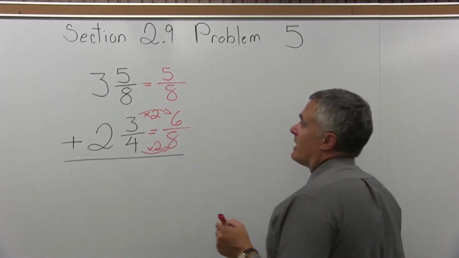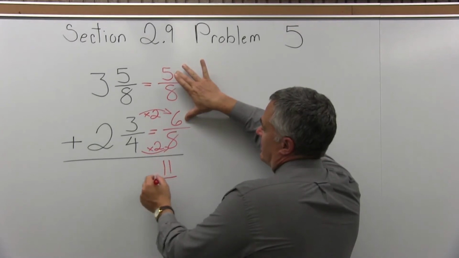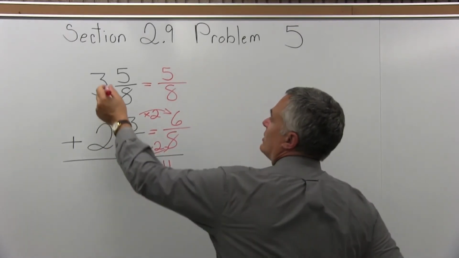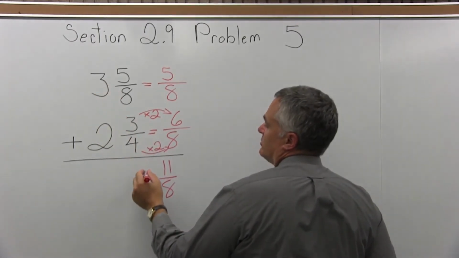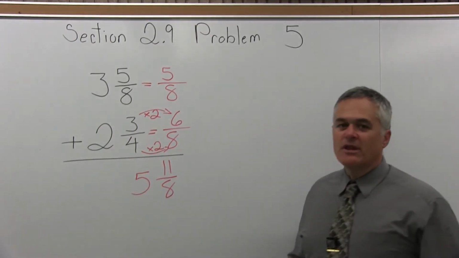Now, as I add them together, I add the numerators. 5 plus 6 more is 11. And you have a common denominator of 8. And then add the whole numbers. 3 plus 2 more is 5. So I have 5 and 11/8.